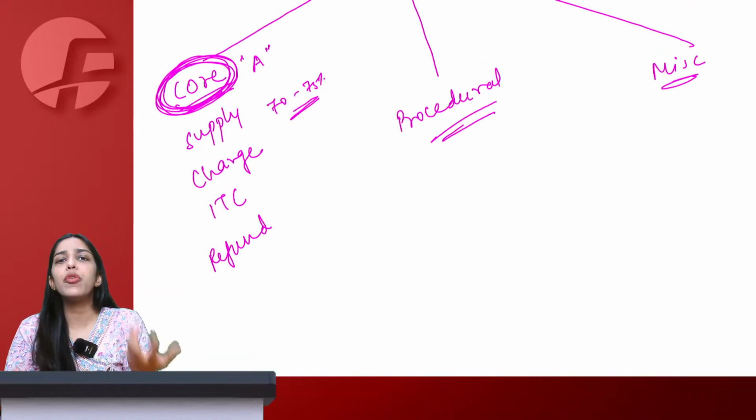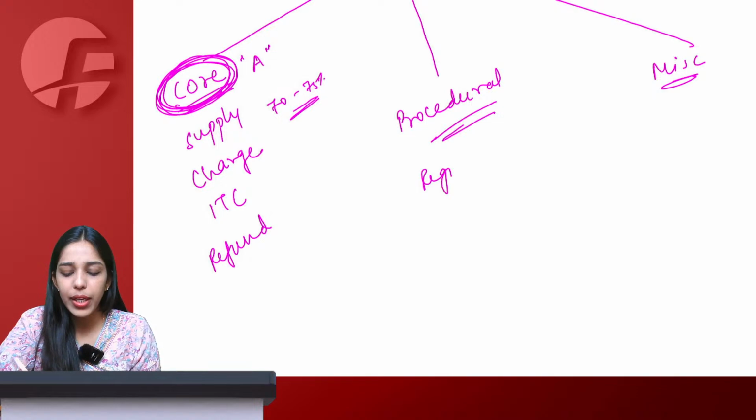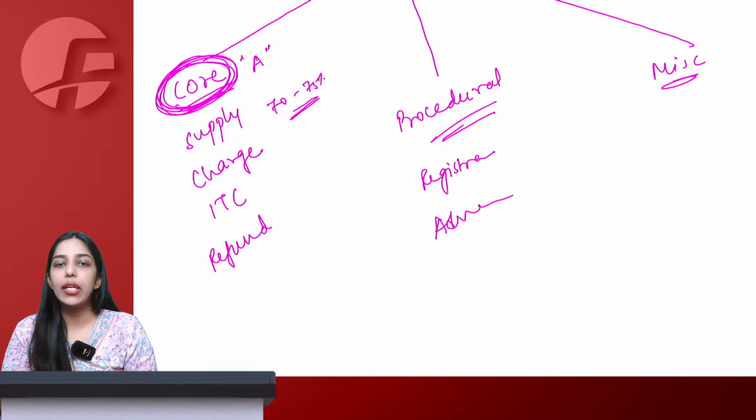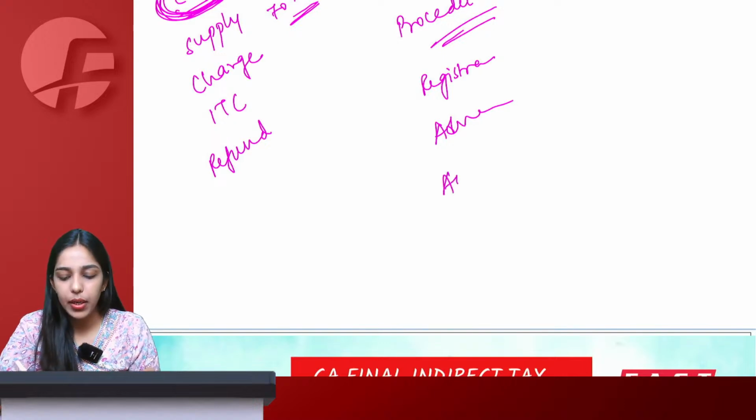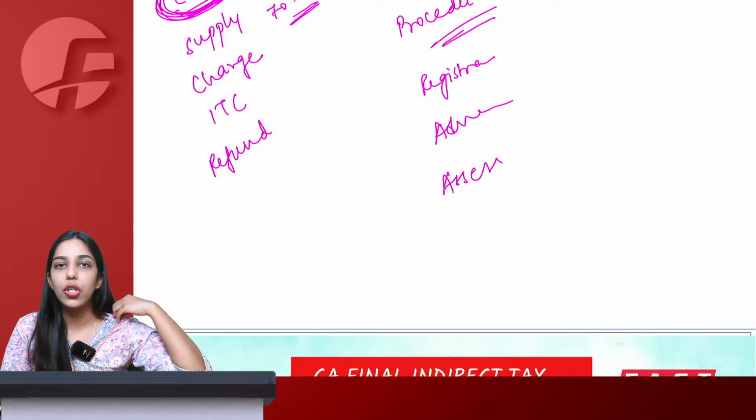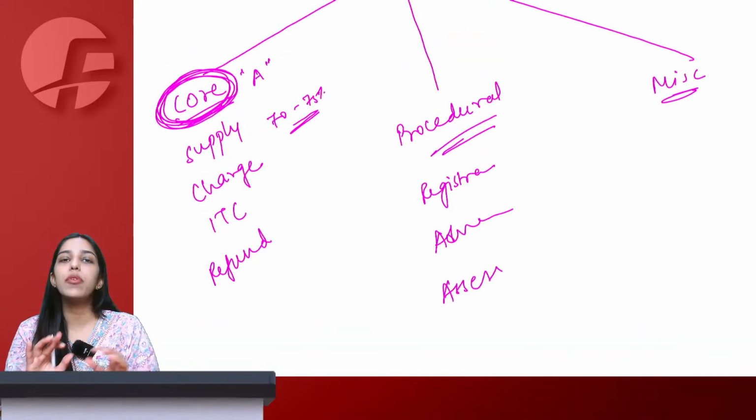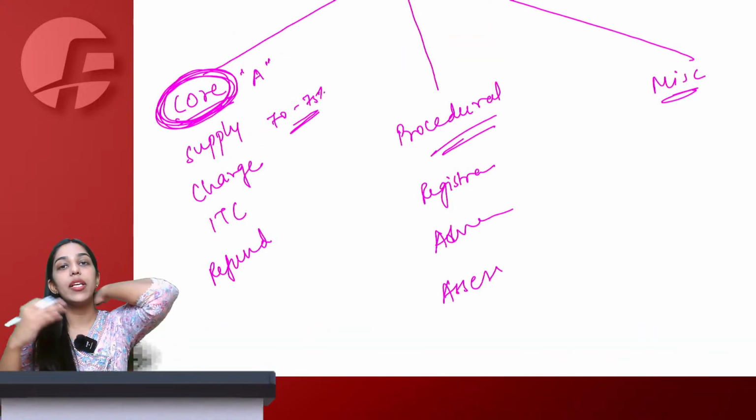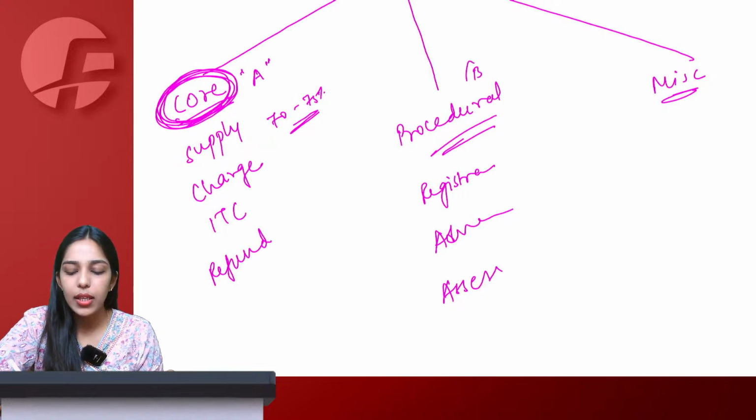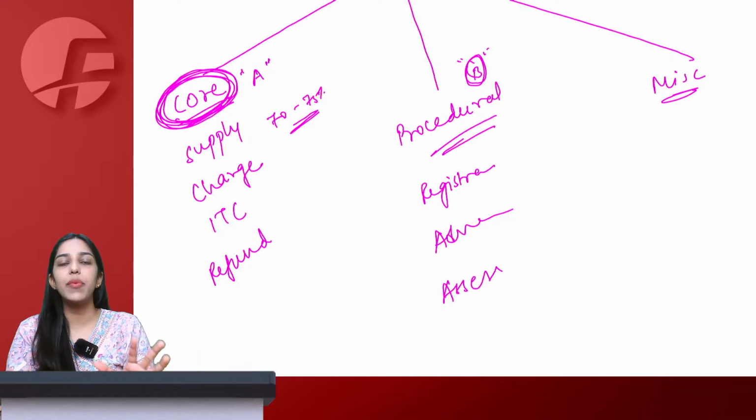Then if I talk about procedure, then how to take registration, what form to fill, how to seek advance ruling. Then some other procedures here is assessment, how the assessment is carried out, how the department does inspection, search or seizure. So all of these things are procedural, which does not carry very much marks in examination, but yes, you cannot ignore these things. These are typically the B category topics where there is some procedure involved, some understanding involved.